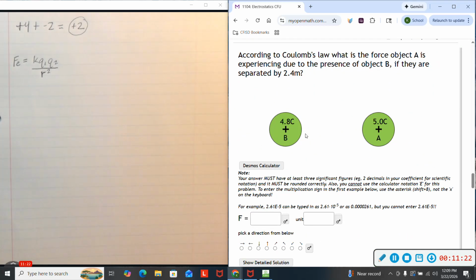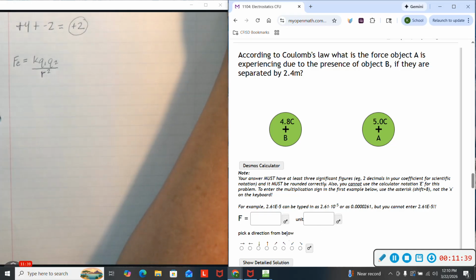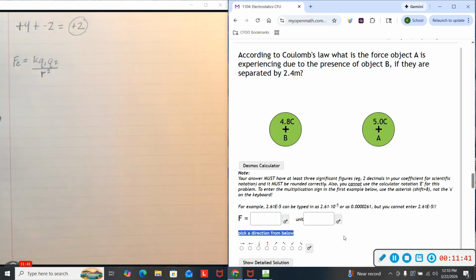Question 8. According to Coulomb's law, what is the force object A is experiencing due to the presence of object B if they are separated by 2.4 meters? Again, this is also Coulomb's law. So first things first, yes, we're going to do the calculation, but before we do that, you'll notice that part of the question just asks us to pick the direction of the force. And so let's go ahead and do that part first, and then we'll deal with the calculation afterward, because we don't need math to answer this question.